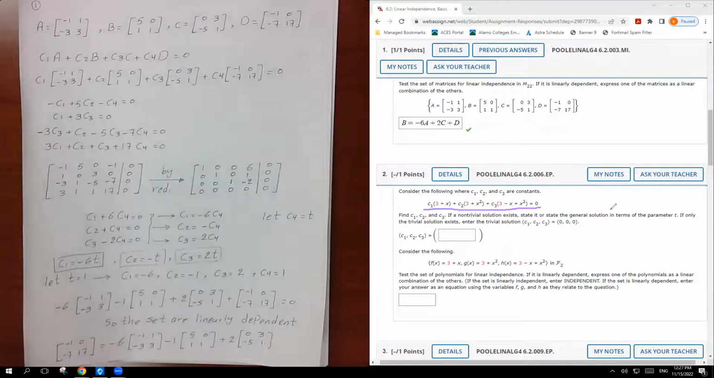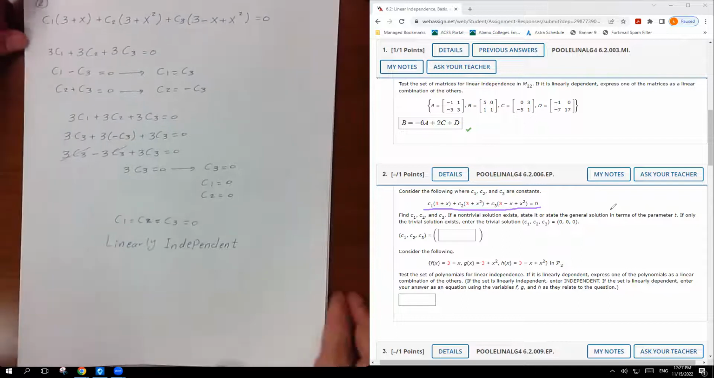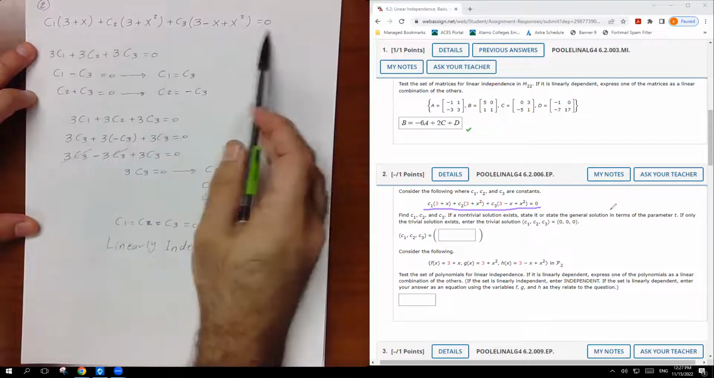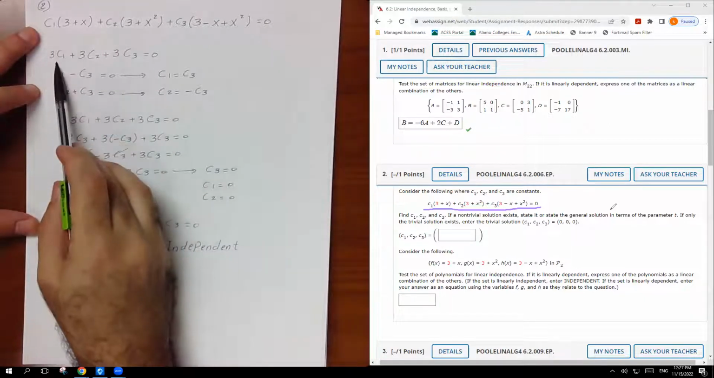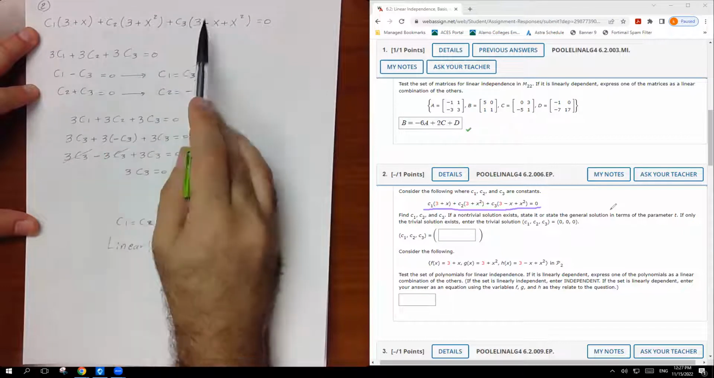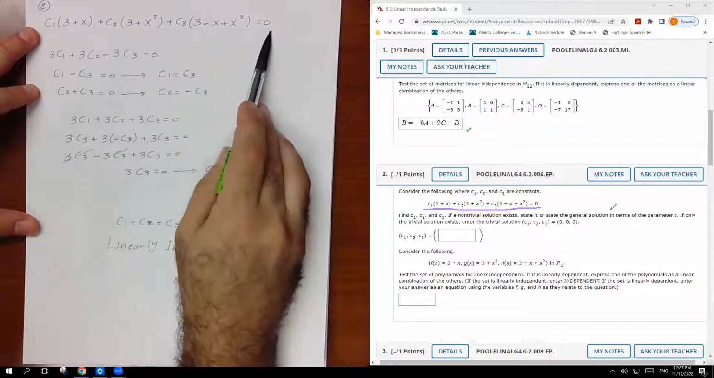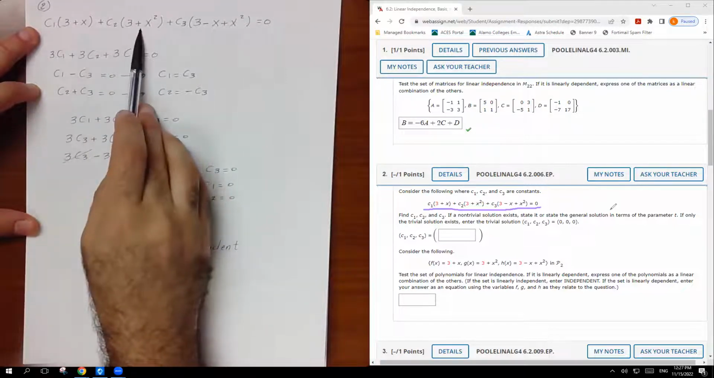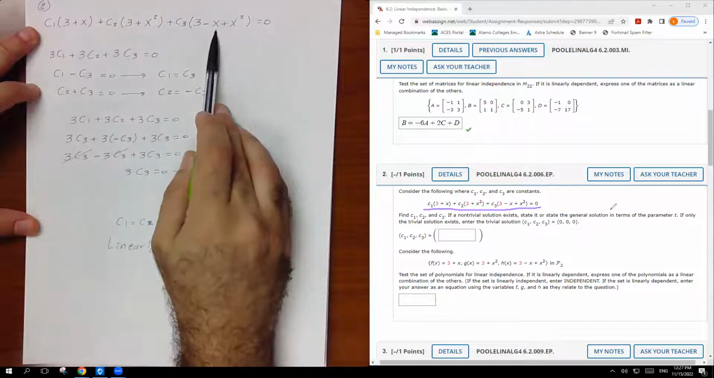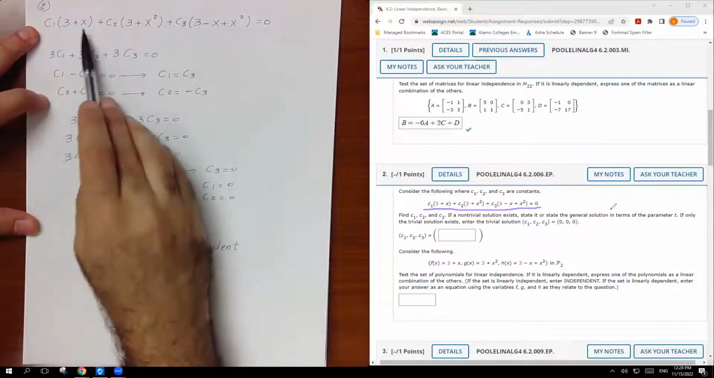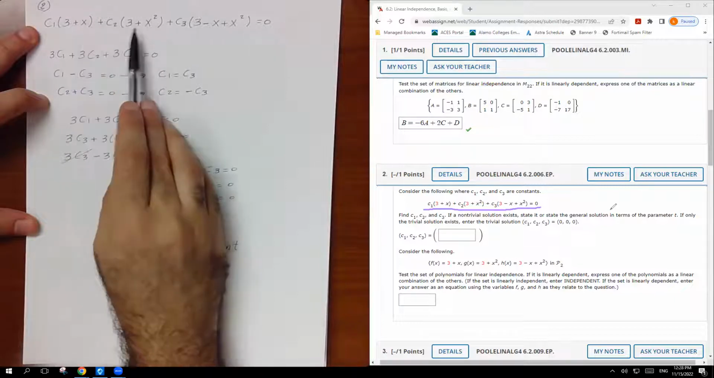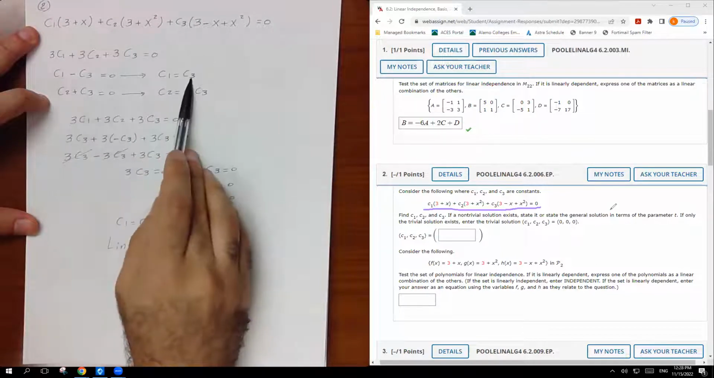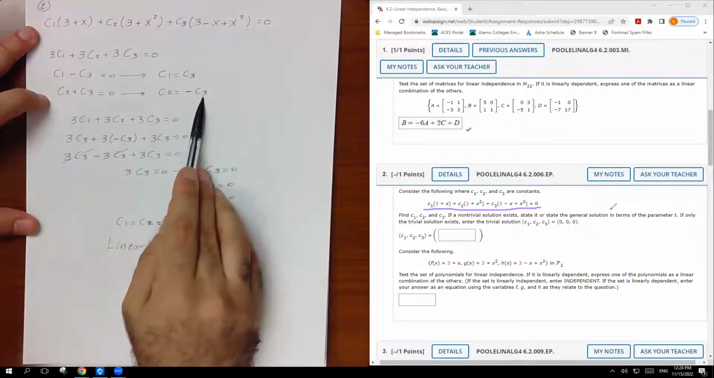So for the second example, if you look here, it's already given. Now it's going to be 3C1 plus 3C2 plus 3C3 equal to 0. And C1, there is no C2 here, minus C3 is going to be equal to 0. And C2, because the squared term here is 0, so C2 plus C3 equals 0. That means C1 is equal to C3 and C2 equals negative C3.